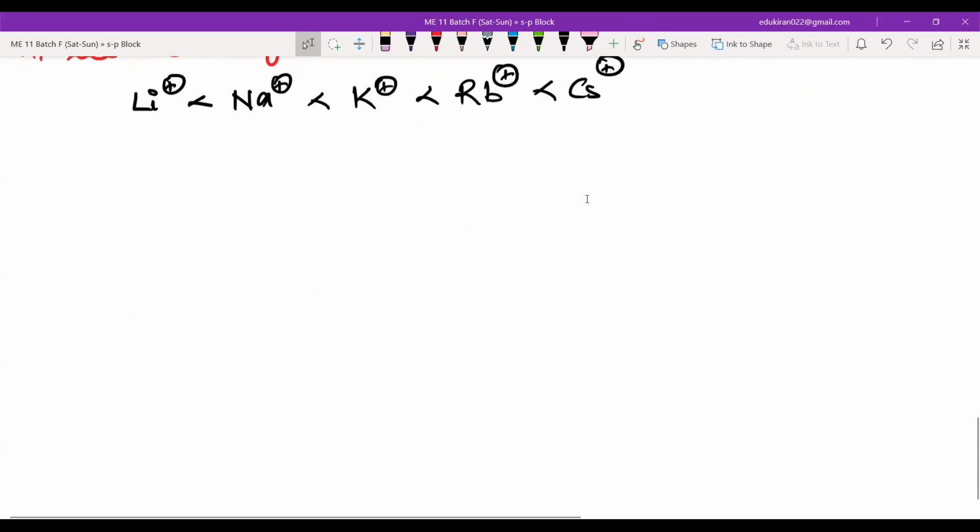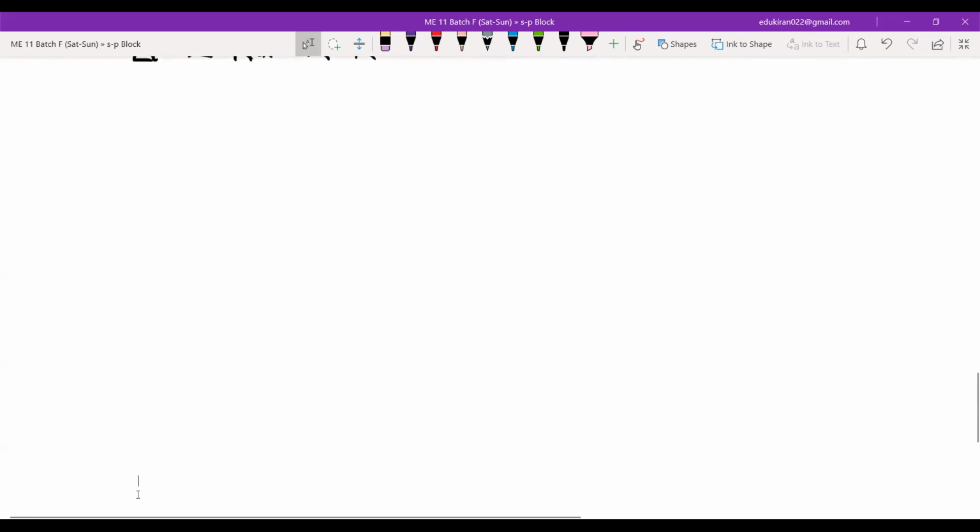Okay. Next is the chemical properties, right? Chemical properties. So these are the important points in your physical properties. Next is chemical property.